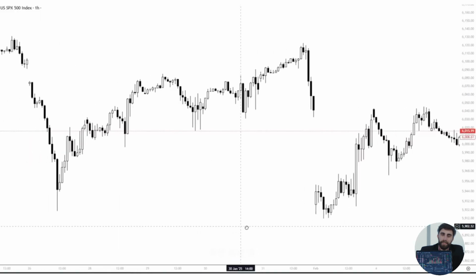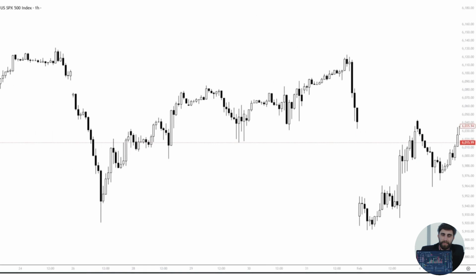On the S&P 500, we're looking again at the 1-hour chart. I like the 1-hour time frame the most because it has a great mix of being not too high of a time frame, but also not too low. It's sort of a great balance and gives fair chances to both scalping setups and swing setups.